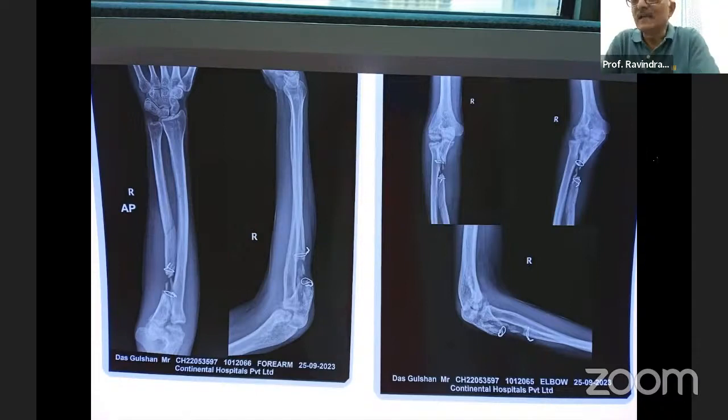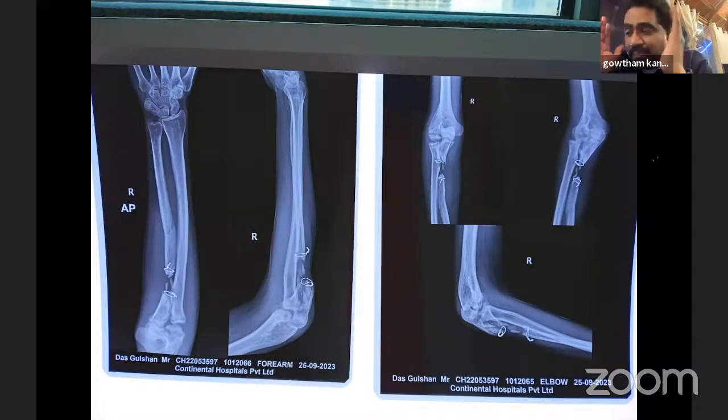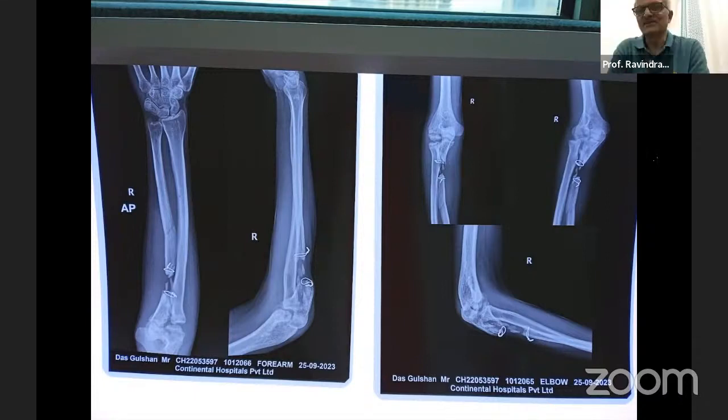He's able to do his daily activity. Absolutely, he's doing his daily activity. He's back to work. He's happy. He doesn't have any pain. He's already in his job.